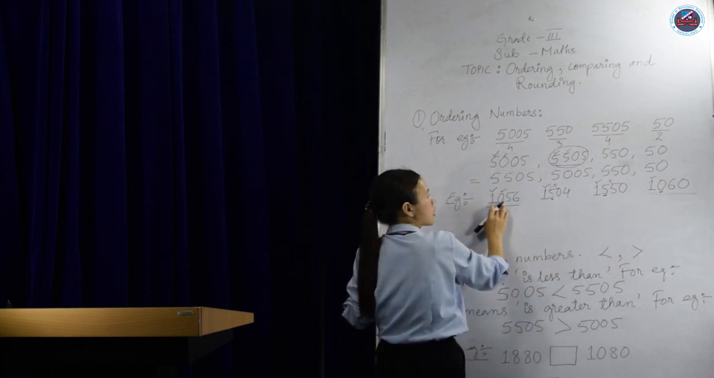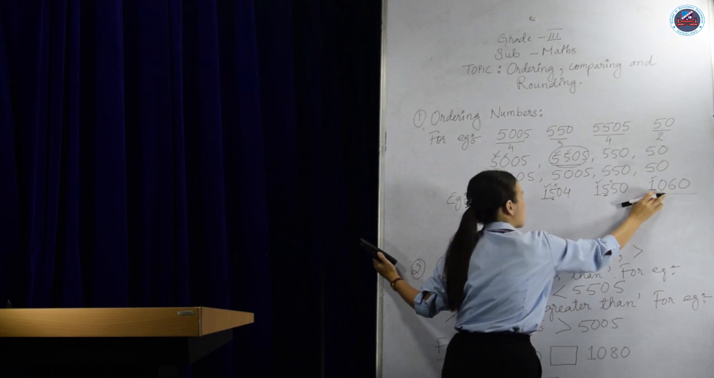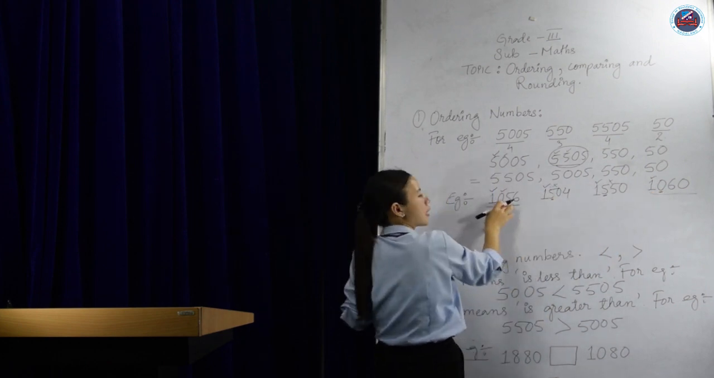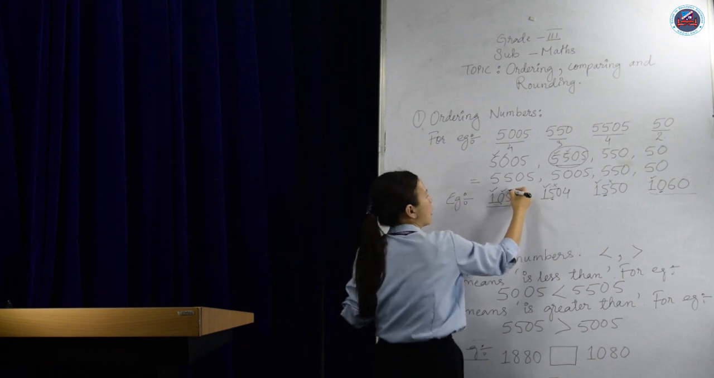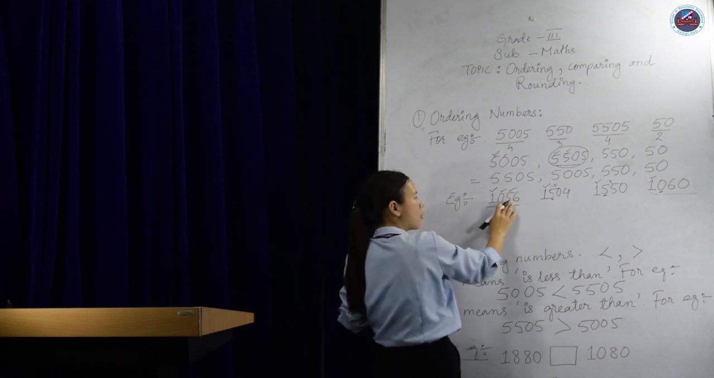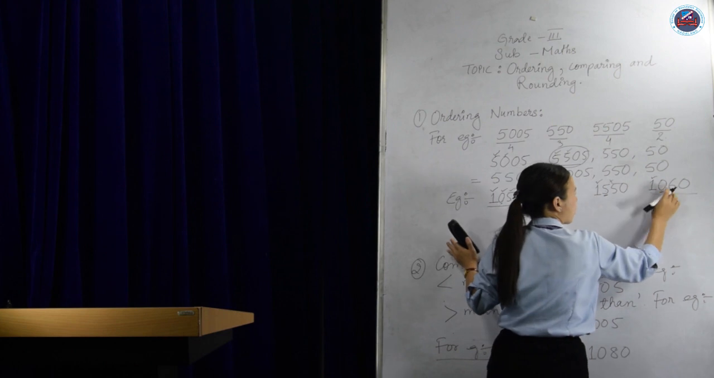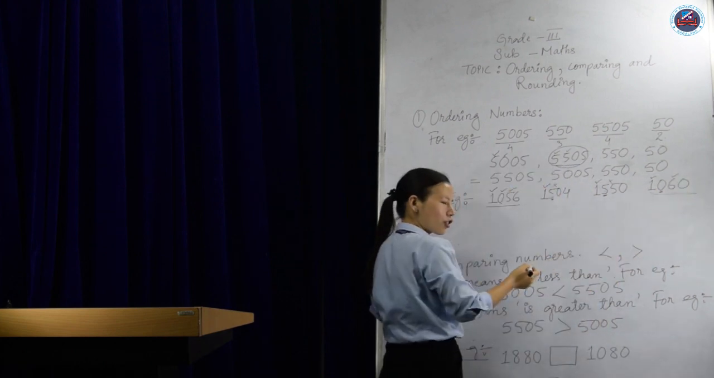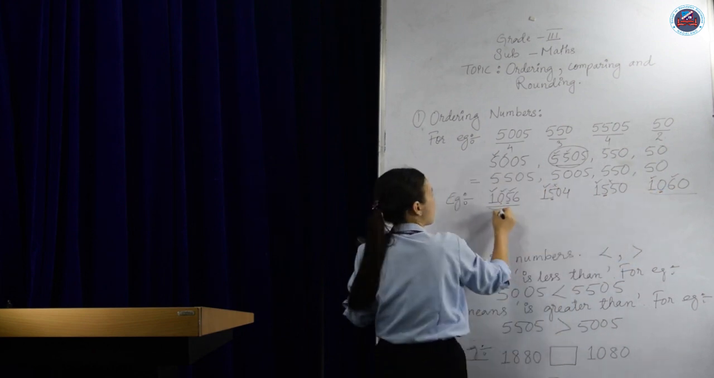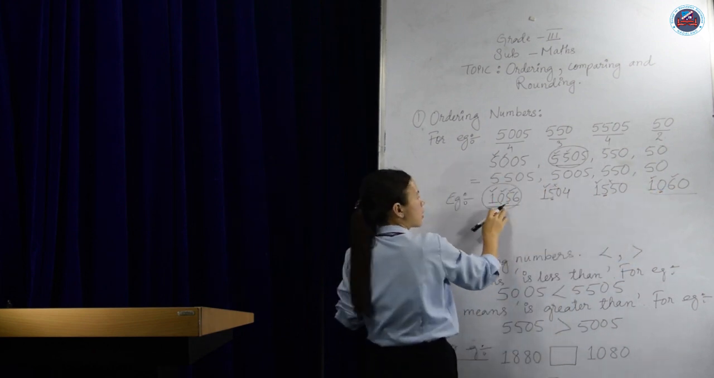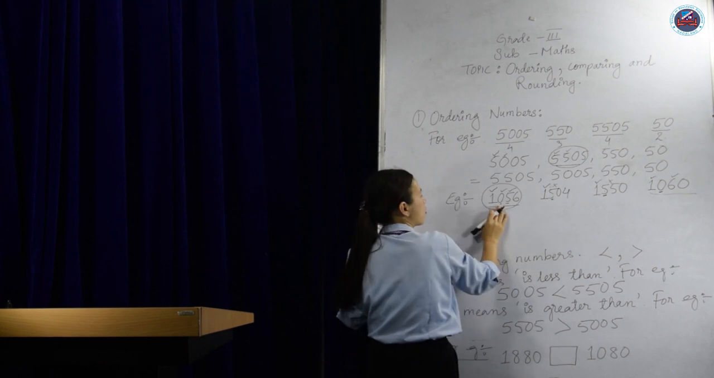Now since they have the same digit in the second place, we'll go to the third place, that is, the tens place. So let's compare the third digit again. The tens digit here is 5, and here it is 6. That means we know that 5 is less than 6. So this number is smaller than this number. So this number is the smallest.